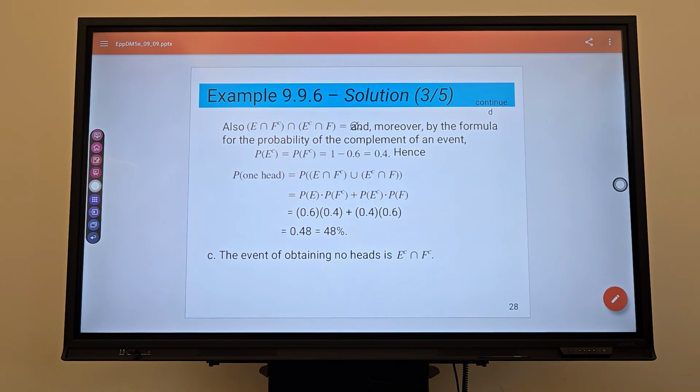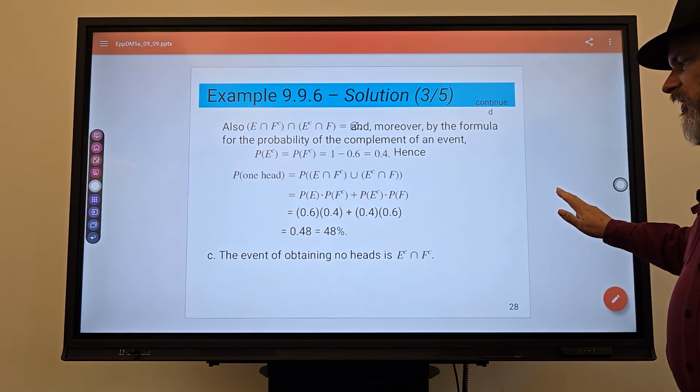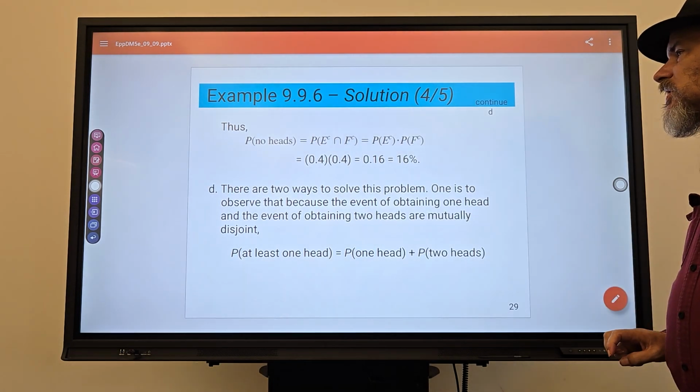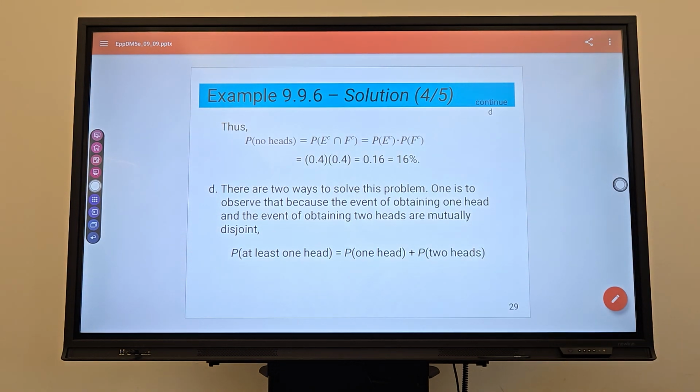What is the event of obtaining no heads? It is E complement intersect F complement. Thus, it is equal to the probability of E complement times the probability of F complement, or 0.4 times 0.4, which equals 0.16.